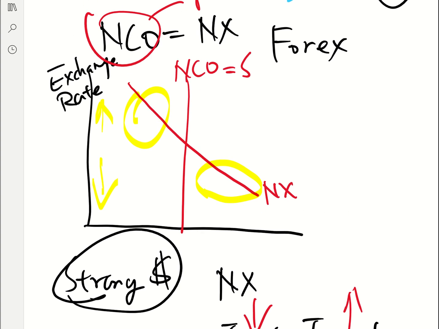That's why between your exchange rate and your net export, you have an inverse relationship. At a higher exchange rate, you have a lower net export. At a lower exchange rate, you have a higher net export. Okay, so don't believe that a strong dollar is always good. The strong dollar can be bad in some situations.